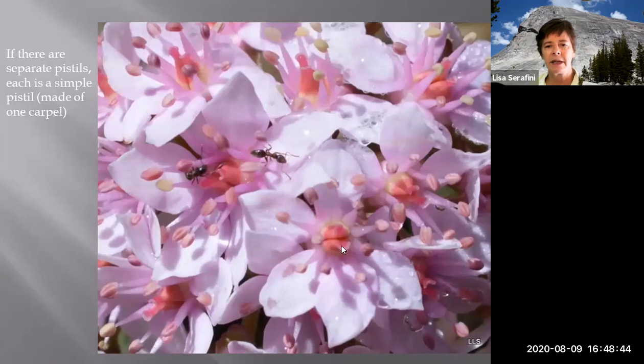And I just love this plant. A little fuzzy picture, sorry about that. But in these flowers, you have 2 separate pistils in each flower. So each pistil is made of 1 carpel. They're simple.